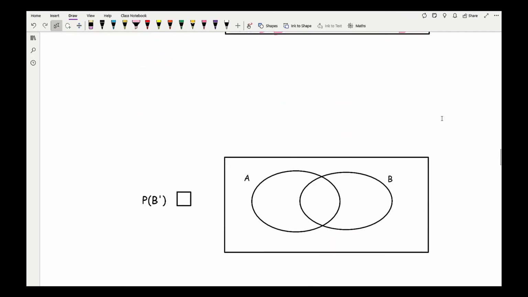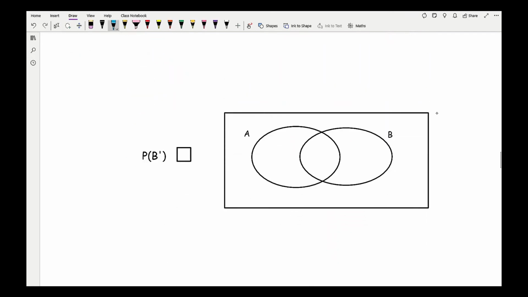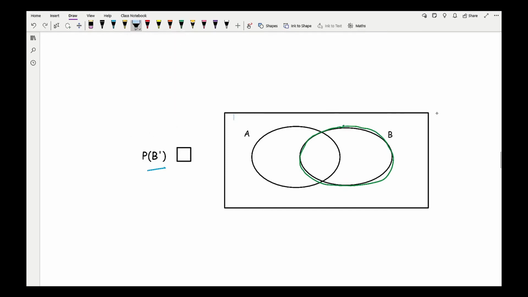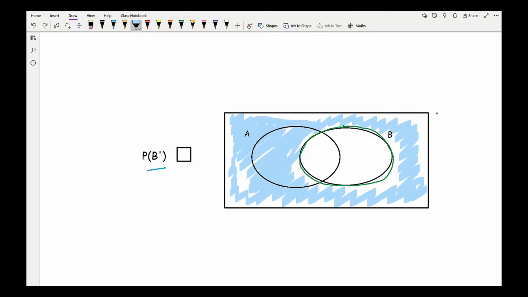Then if we move on to our next question, here we're asked to look at not B. If I highlight where B is with a green circle, then not B would be everywhere that's outside that green circle. So if I go for a different colour, let's go for blue, and I highlight everything that is outside of that green circle. If there were any numbers in each of these, how many areas have we got? Two areas. Then I'd simply add them up, and that would represent the area represented by not B.